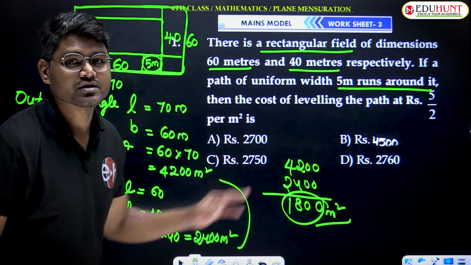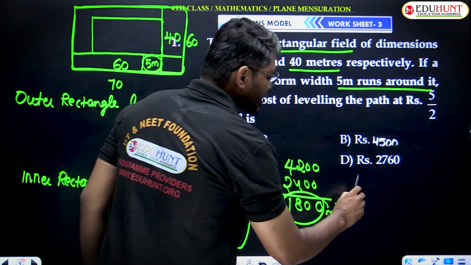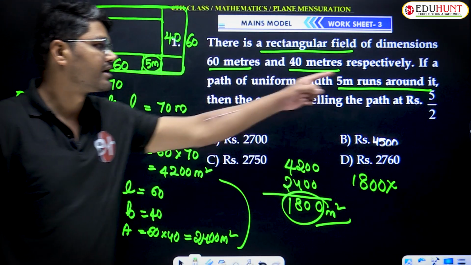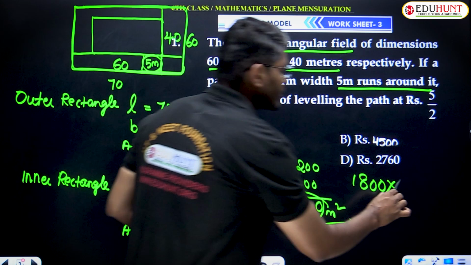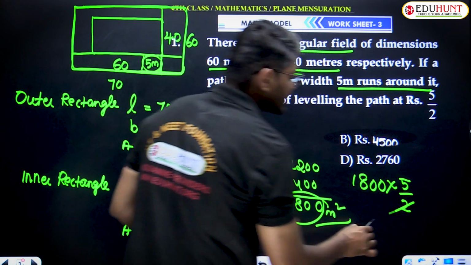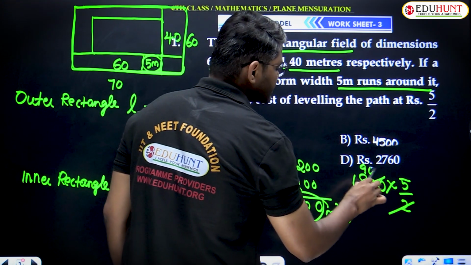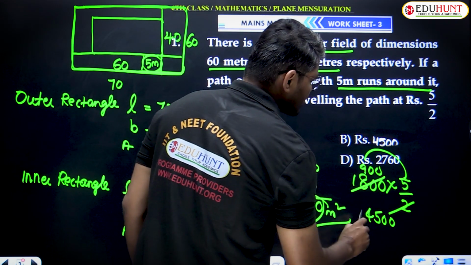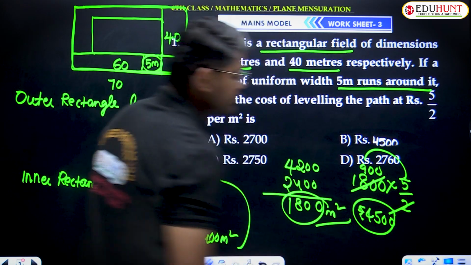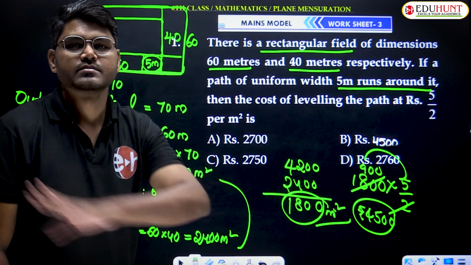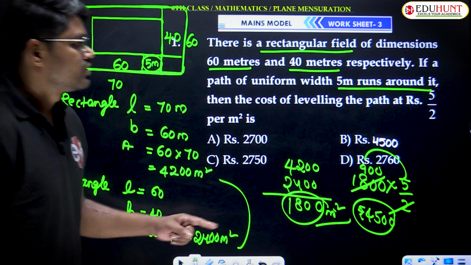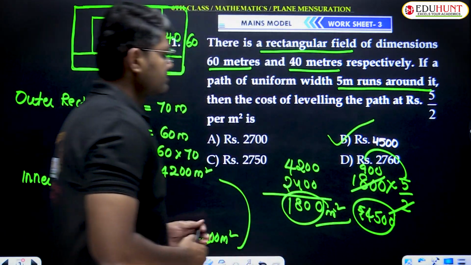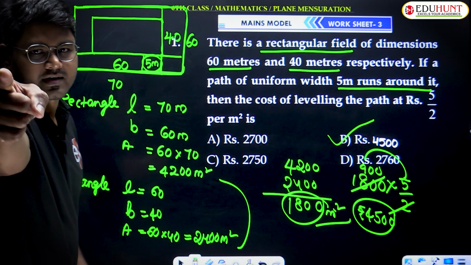Then we have to find the cost of leveling this area. So, cost of leveling this area will be 1800 into per meter square, it is 5 by 2 rupees. So, into 5 by 2. Now, cancel it. 5 ones, 5 nines, 18, 0, 0, 9 fives, 4500 rupees. So, total cost will be 4500 rupees. That's it. So, option B will be the answer. Let's see the next question.